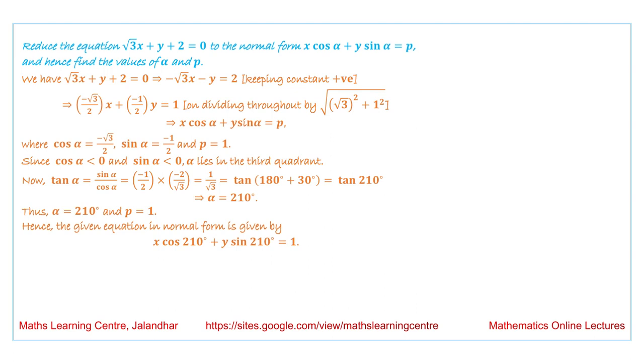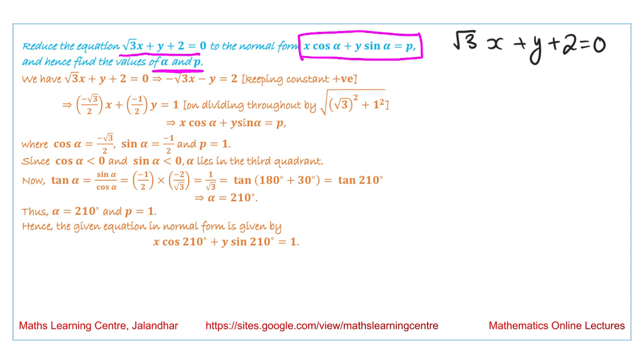Next is reduce this equation to the normal form x cos alpha plus y sin alpha is equal to p, and hence we have to calculate the value of alpha and p. So, to reduce this equation, we are writing it as root 3x plus y plus 2 is equal to 0. Now, we are writing it in the form root 3x plus y is equal to minus 2, and we divide both sides of this equation by the term square root of 3 square plus 1 square.